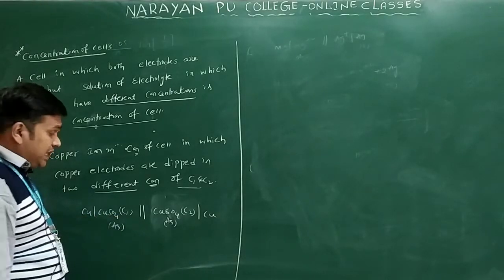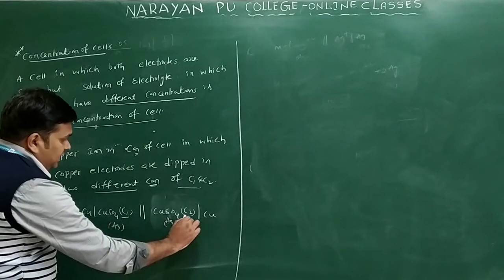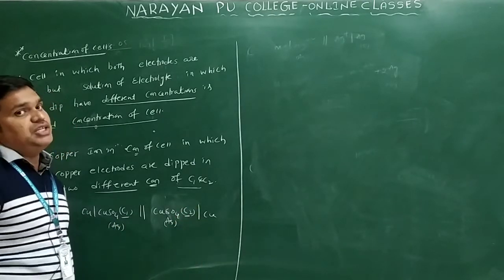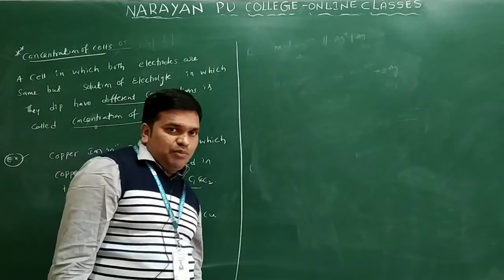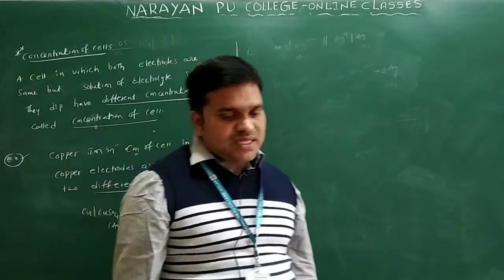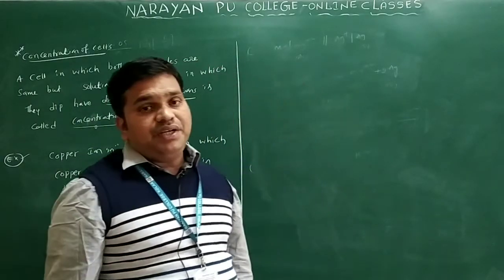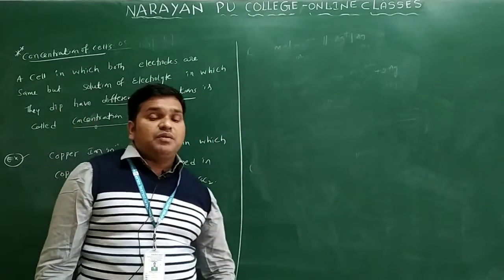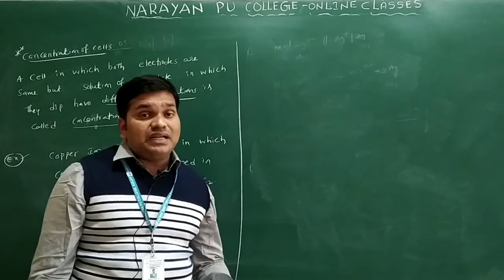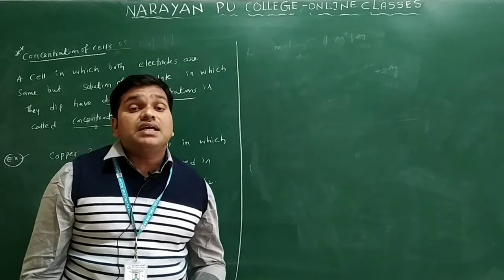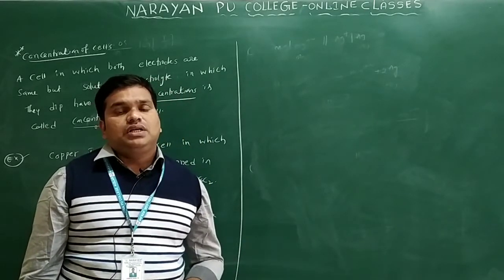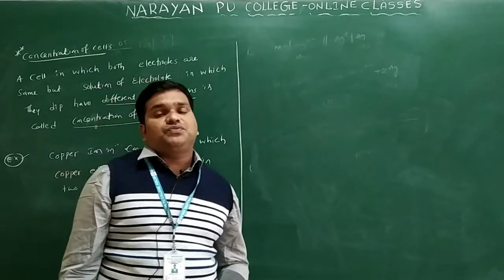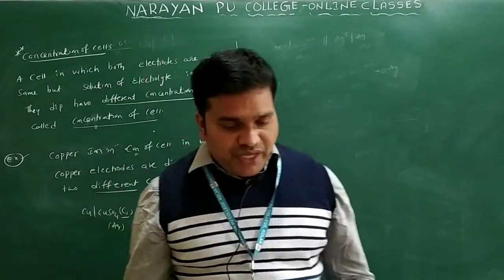The electrolyte is also the same, but with different concentrations, C1 and C2. So this is regarding the concentration cell. What happens here is that the standard potentials of both electrodes cancel. E naught cell is cancelled for both electrolytes. Then we will get one expression for the concentration cell.